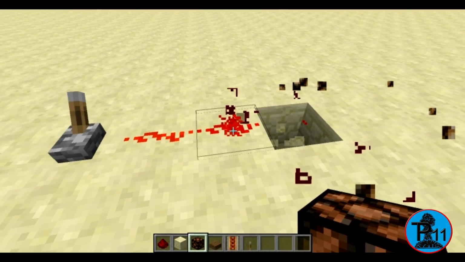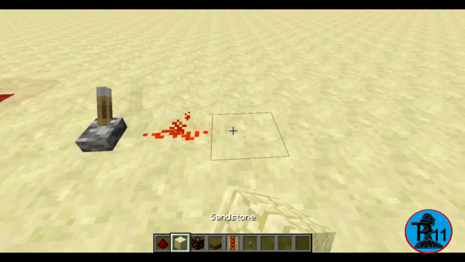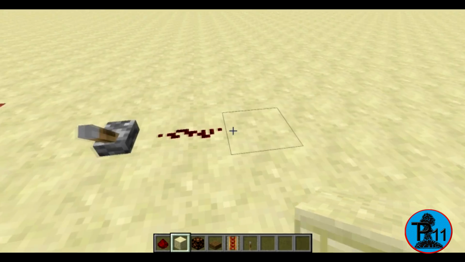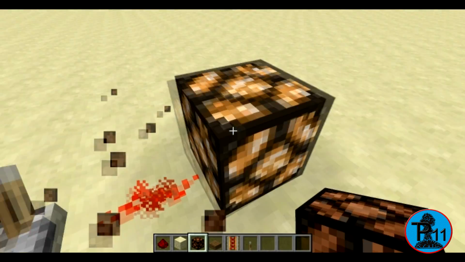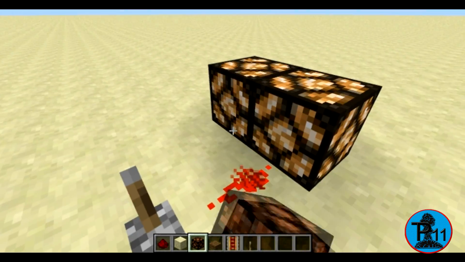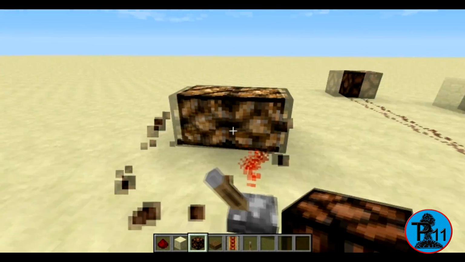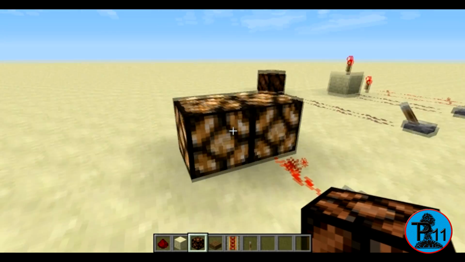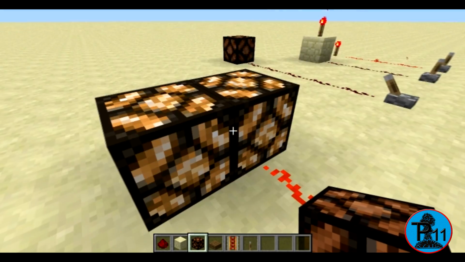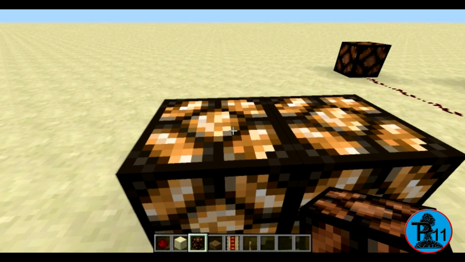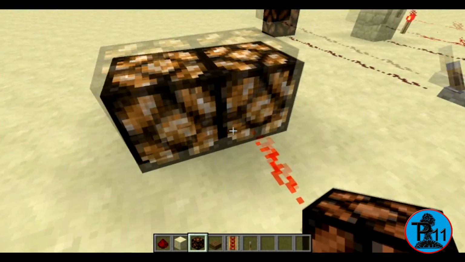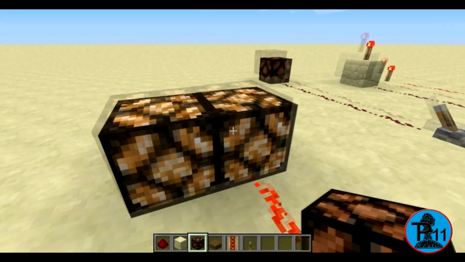But if we were to have something like this and then place it right here, this still doesn't work. It has to be leading towards it. But let's say we had something like right there. Now a lot of people have questions about this. Why is it that it powers this when this isn't touching the redstone? Well, when I remove that, it turns off, and when I put that back, it touches this.